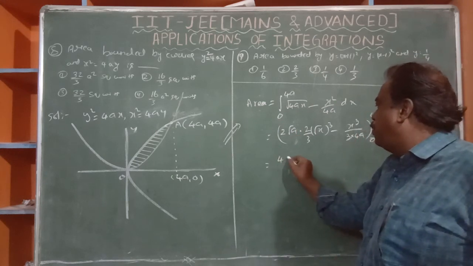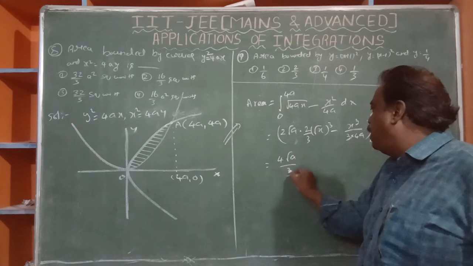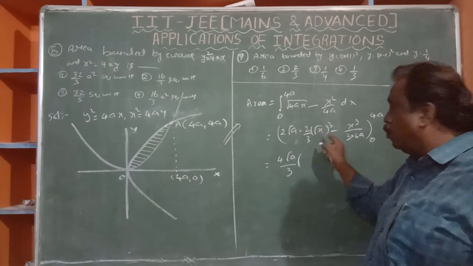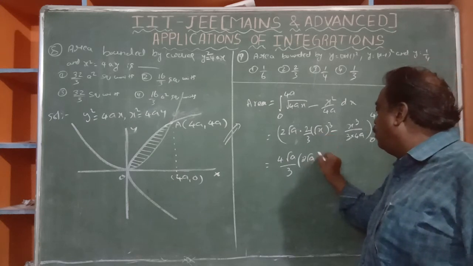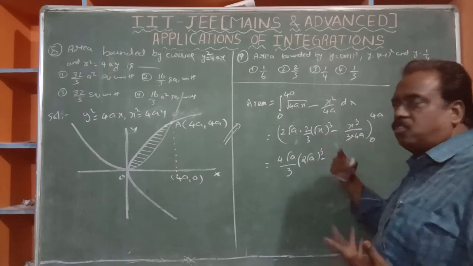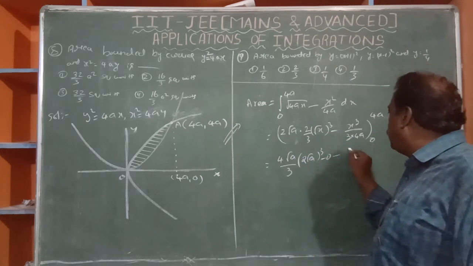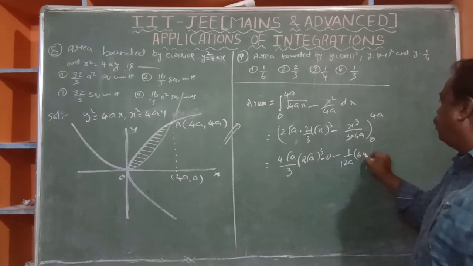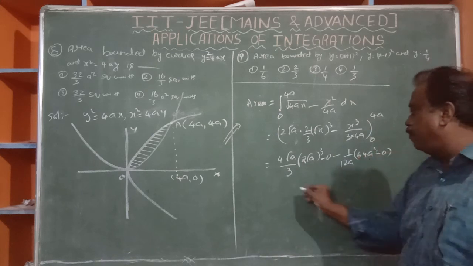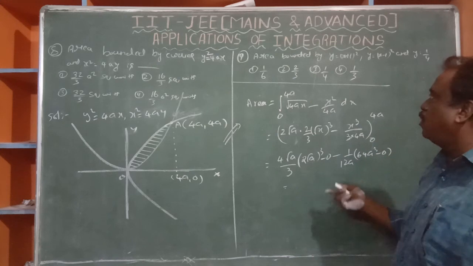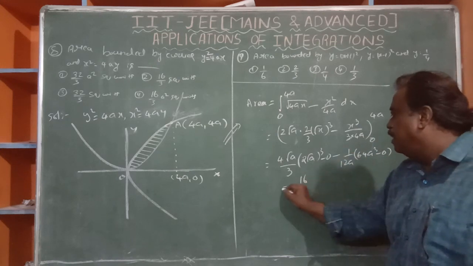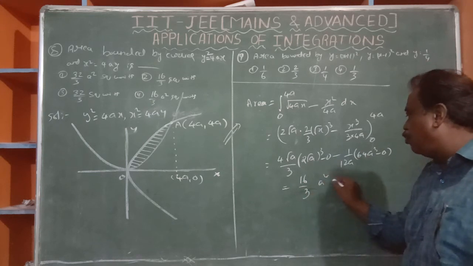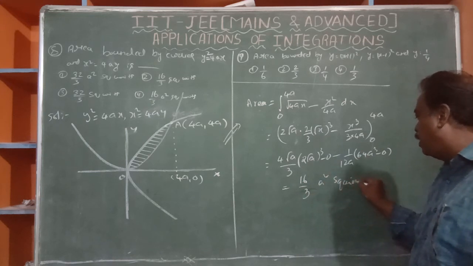It is 4 root a by 3. If you substitute 4a, root 4a is 2 root a, and 2 root a will come cubed. And 0 is simply left out. Minus 1 by 12a of 64 a cube minus 0. So by solving this very simply, we will get 16 by 3 a square. It is a square units.